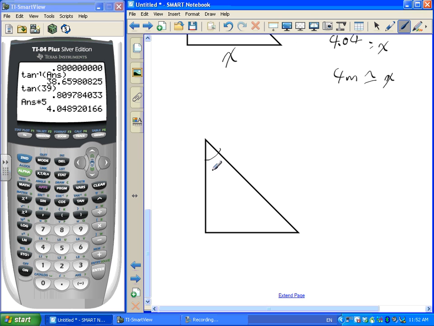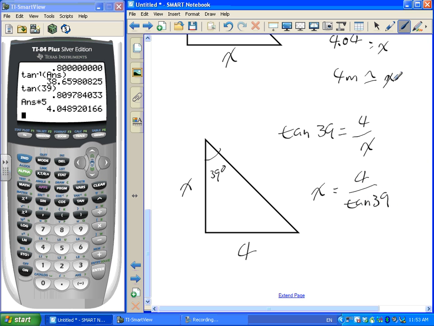39 degrees is this angle, we'll say. This time we're trying to find the adjacent, and we have the opposite. We're using our tangent 39 is equal to opposite, which is 4, over adjacent, which is x. This one's where we get a little more difficult. Fastest way to do this is just actually switch the x and the tangent 39. Think of it like that. All we did was switch tangent 39 and x. We get the exact same thing.